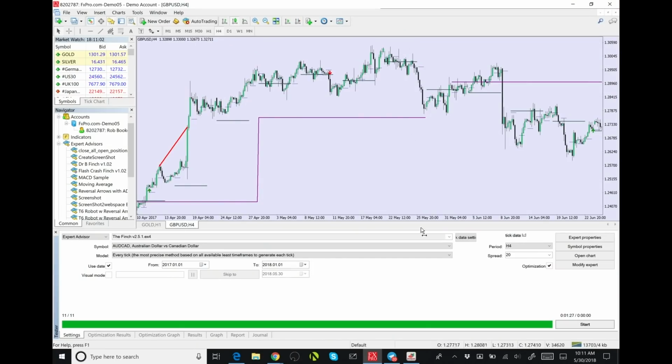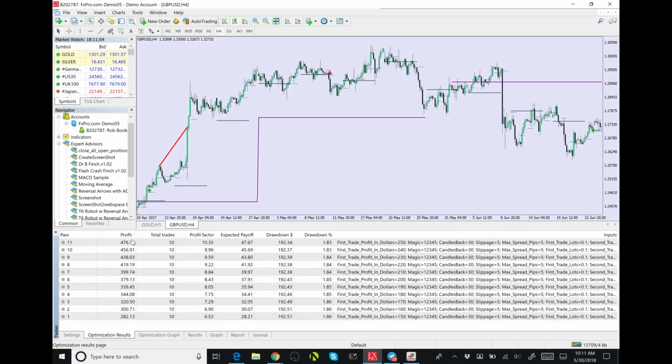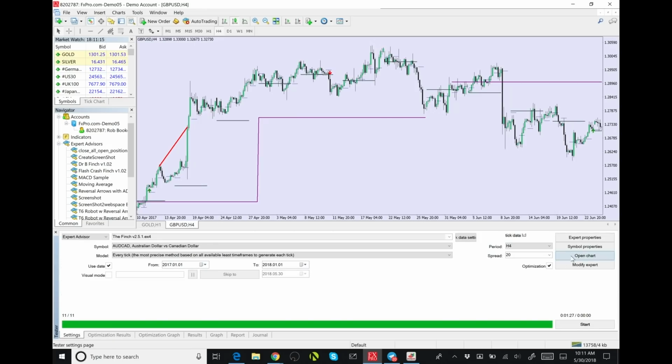All right, so here we go with our optimization results. It looks like we got up to a $476 profit with a drawdown of 192. I like that. And that's with a profit target of 250.